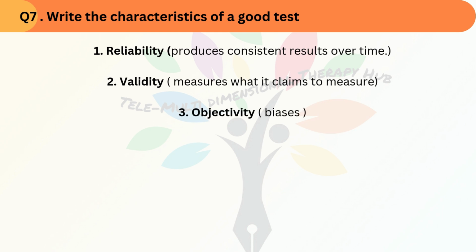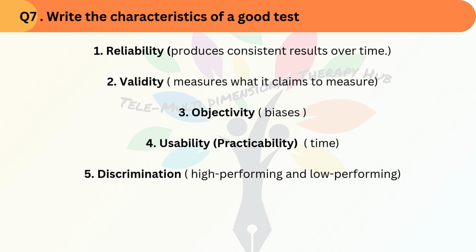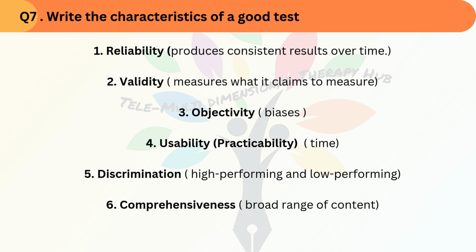Number 3, objectivity. That means there is no personal bias affecting the results. Number 4, usability. That means the test is practical and doesn't take too much time. Number 5, discrimination. The test can tell the difference between high and low performance. That means discriminating between high and low performance. 6, comprehensiveness. That means the test covers a wide range of topics or areas. 7, clarity. Means the test is easy to understand without any confusion.